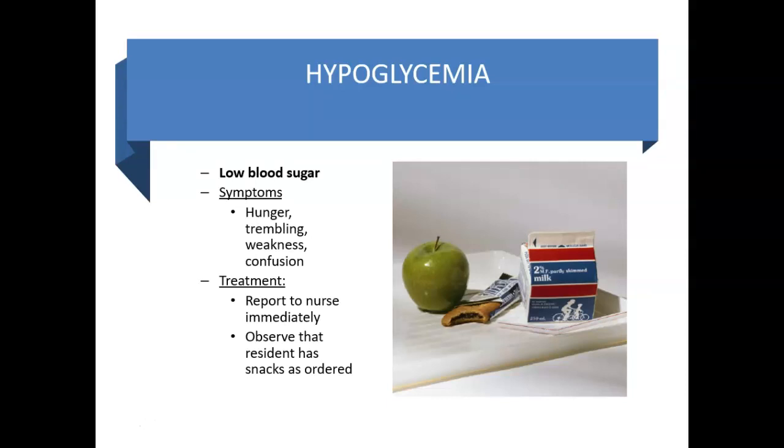Hypoglycemia, which means low. Hypo is low, so low blood sugar. Low glucose is where the glycemia comes in. Symptoms are hunger, trembling, weakness, and confusion. The treatment is to report to the nurse immediately. Observe that the resident has snacks as ordered.